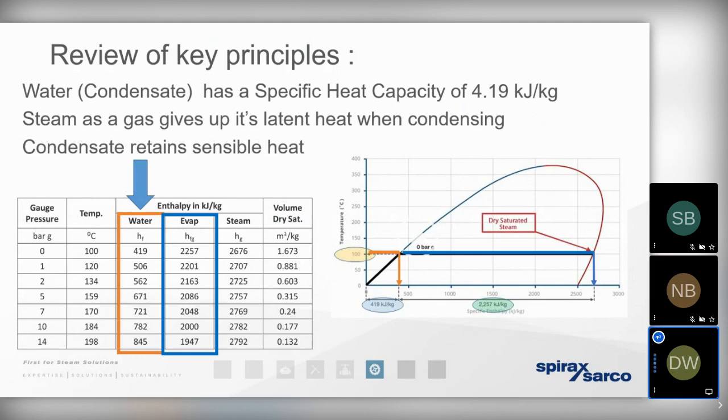At 0 bar gauge, 100 degrees, we know that the water will only start to boil when we've added 419 kilojoules of energy into it. That's when the evaporation process begins. But the evaporation process will only end and give us a mass of dry saturated steam when we've added that enthalpy of evaporation, in the case of zero bar gauge, 2,257 kilojoules of heat energy. So that's going to give us a mass of dry, saturated steam.